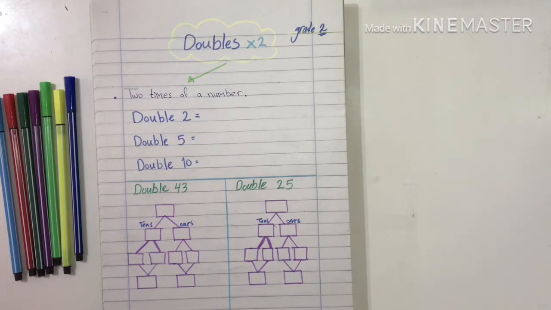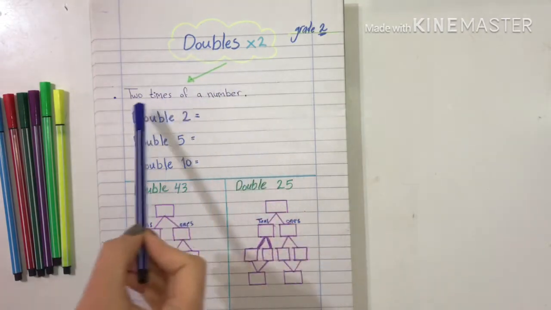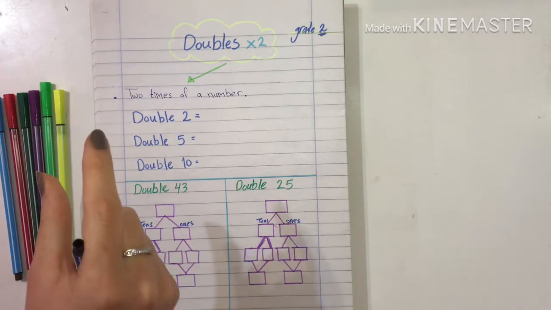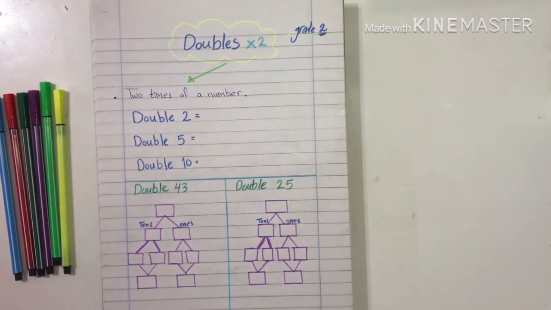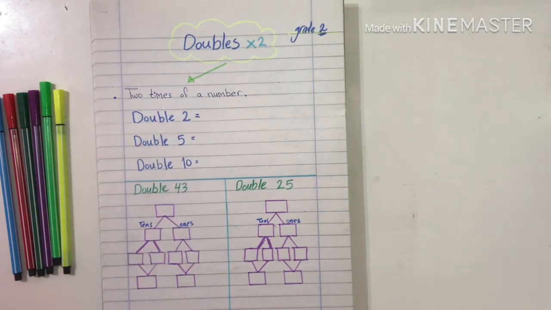Continuing our online lessons, we'll have our doubles and halves lesson. Starting with doubles. What is doubles? The meaning of doubles is 2 times of a number. That means a number and 2 times of it. For example, we have double 2, double 5, and double 10.